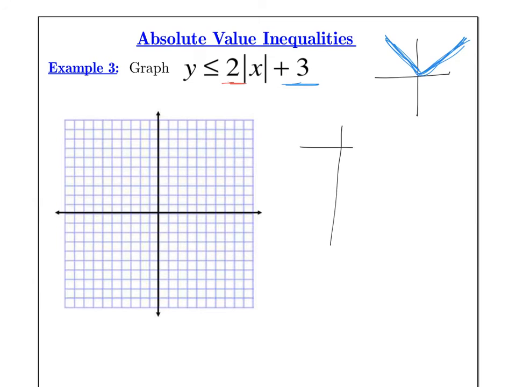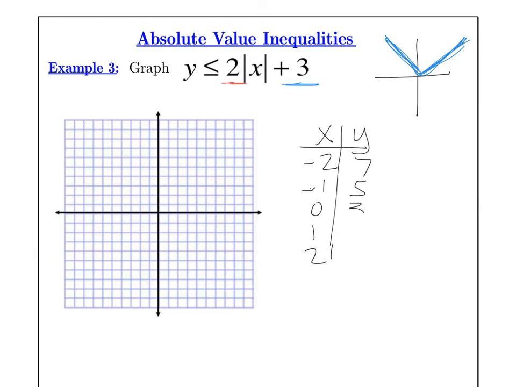And it's always good to pick some negative points and pick some positive points. And I'll pick -2. Since it's not shifted left and right, I'll choose -2, -1, 0, 1, and 2. I think we can do this quickly enough. If I plug in -2, absolute value of -2 is 2. 2 times 2 is 4. 4 plus 3 is 7. If I plug in -1, absolute value of -1 is 1. 1 times 2 is 2. 2 plus 3 is 5. If I plug in 0, absolute value of 0 is 0. 0 times 2 is still 0.